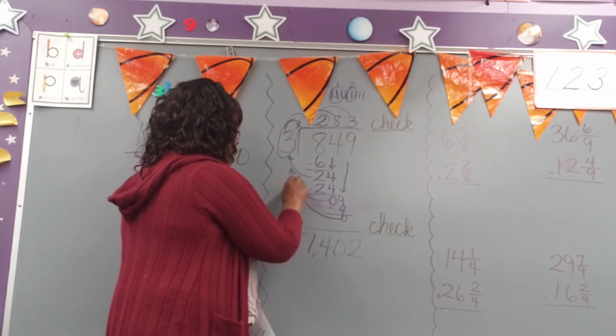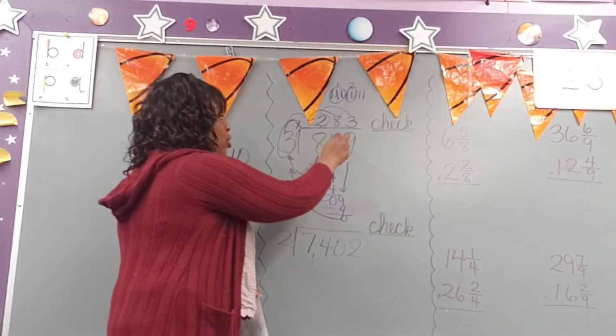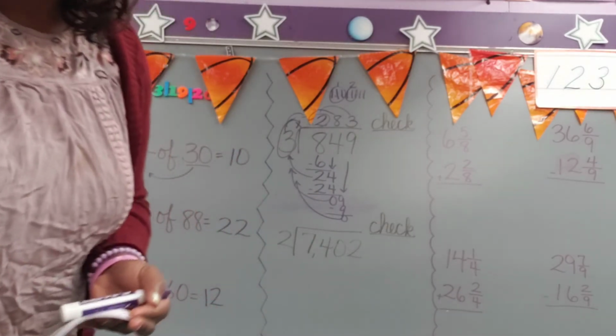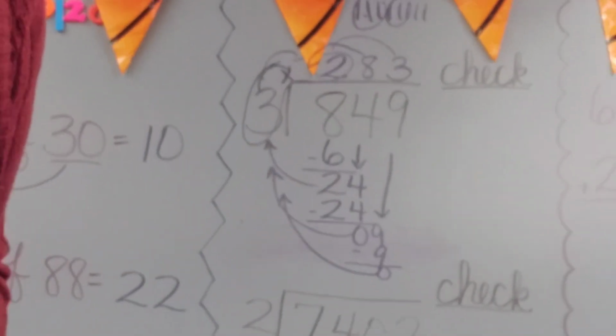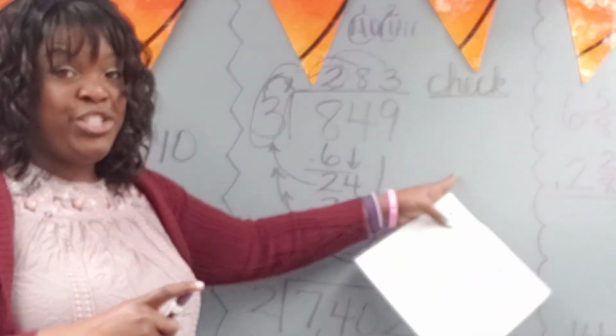We compare. Is 0 less than 3? It sure is. So we look to see if there's anything left to bring down. If there is nothing left to bring down, then we don't need to do anything else except what? Yes, we need to check.